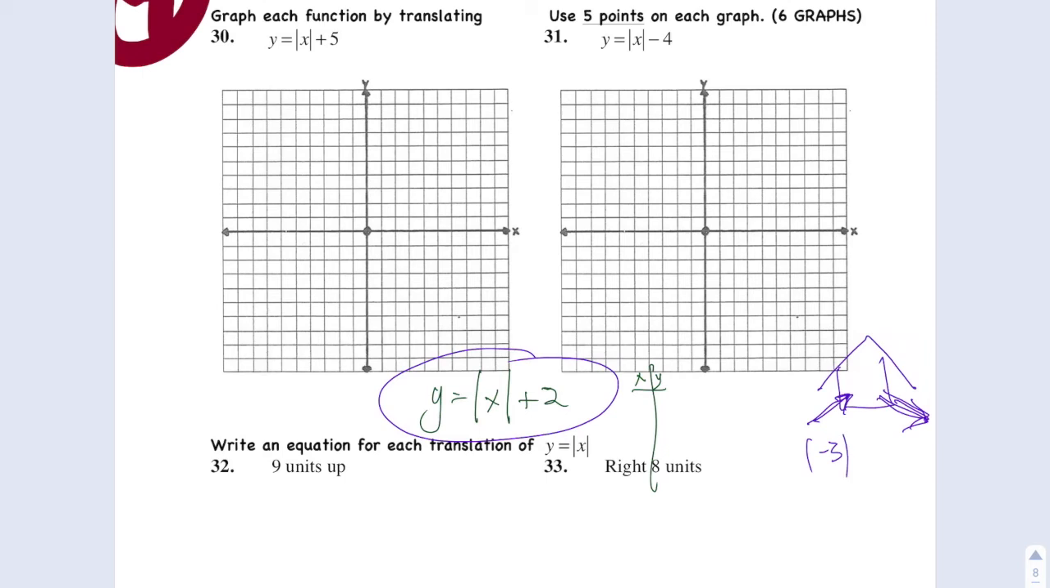Okay, let me write that down. The absolute value of a negative is positive, but the absolute value of a positive, for example positive 5, is positive. Okay, it always outputs a positive.